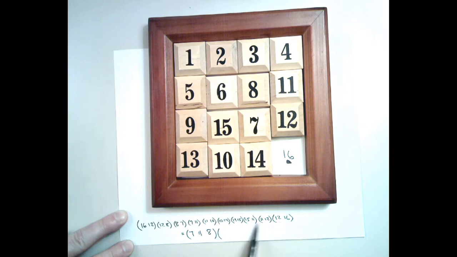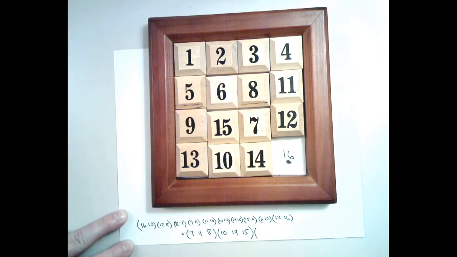So 10 goes to, well, first it goes to 14, and then 14 stays fixed from there on out. So 10 goes to 14, 14 goes to 15 and stays there. 15 goes to 11, 11 goes to 10, stays there. So we end that cycle.